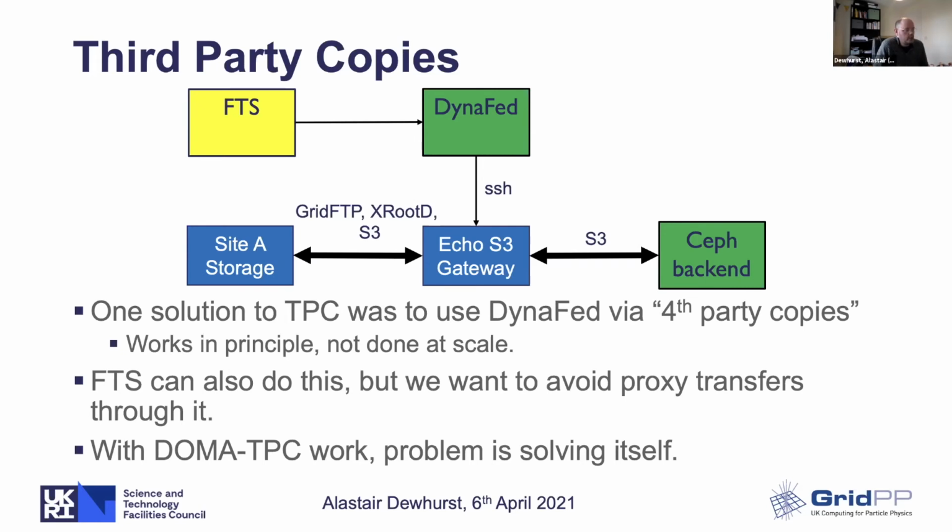One solution that we did look at, the DynFed project, was to use DynFed to do it via this fourth-party copy mechanism, where effectively DynFed, once it received an FTS transfer, could in effect SSH into one of the Echo gateways. It wouldn't be doing a third-party transfer. It would literally be pulling the data to the gateway and then putting it into Ceph. But because it was on one of these data mover nodes anyway, that would be fine. One of the nice things with this was that it would allow us to support any protocol, whether GridFTP, WebDAV or XRootD: it could pull in the data and then write it to the Ceph backend.